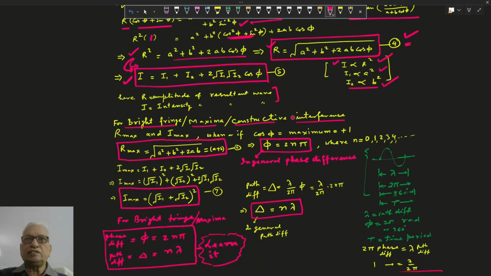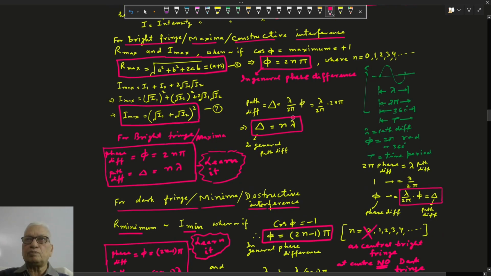Now for the bright fringe, intensity or amplitude is maximum. Bright fringe is sometimes called constructive interference or maxima. R is maximum, I is maximum, when cos phi is maximum, that is plus 1, so the general value of phi is 2n pi, where n is equal to 0, 1, 2, 3, 4. In general, this is the phase difference, and the relation between phase difference and path difference is given by this.